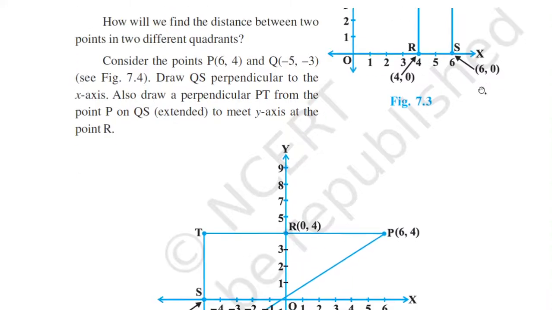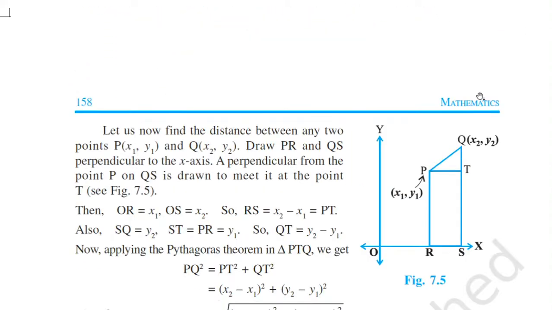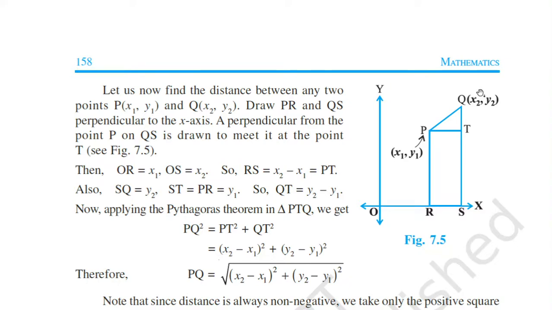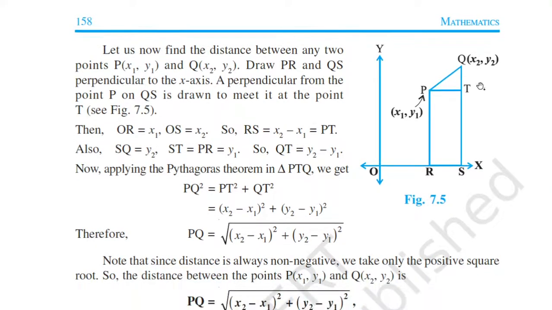Okay, now we will move to the final example. Okay, so in the final example, here you can see another last example. Now, in this example, you can see the coordinate of P is x1, y1. The coordinate of Q is x2, y2. Okay. So, here we have to find the length of PQ.